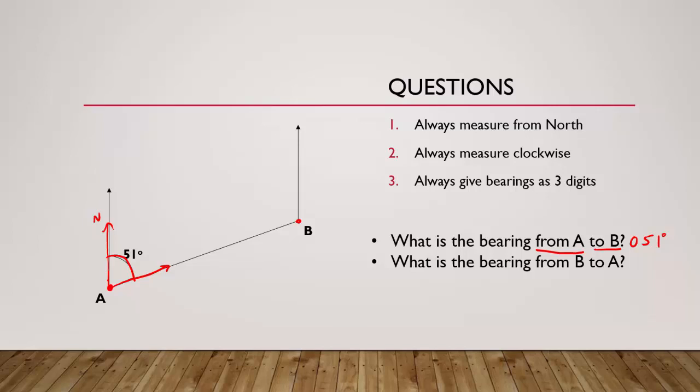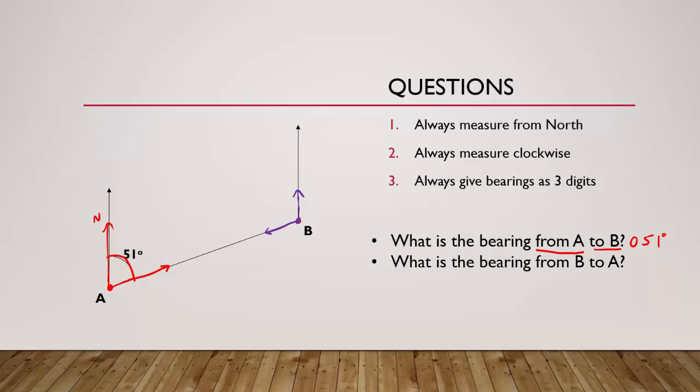Then another question you can ask from here is, what is the bearing from B to A? This time we are standing at point B. So I'm going to draw myself a north line at point B. And I want to know what's the bearing to get to A. Well, A is in this direction. So I need to draw the angle here.